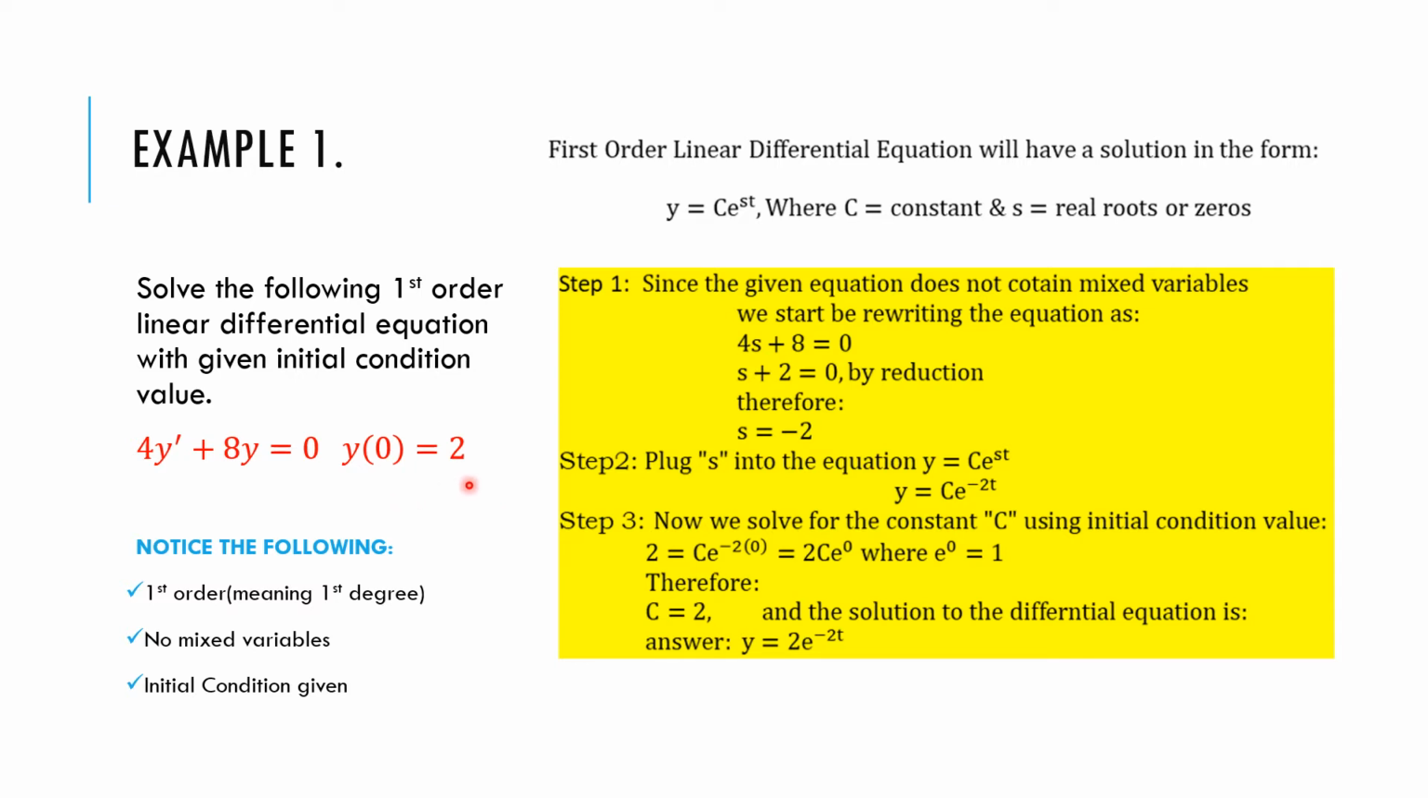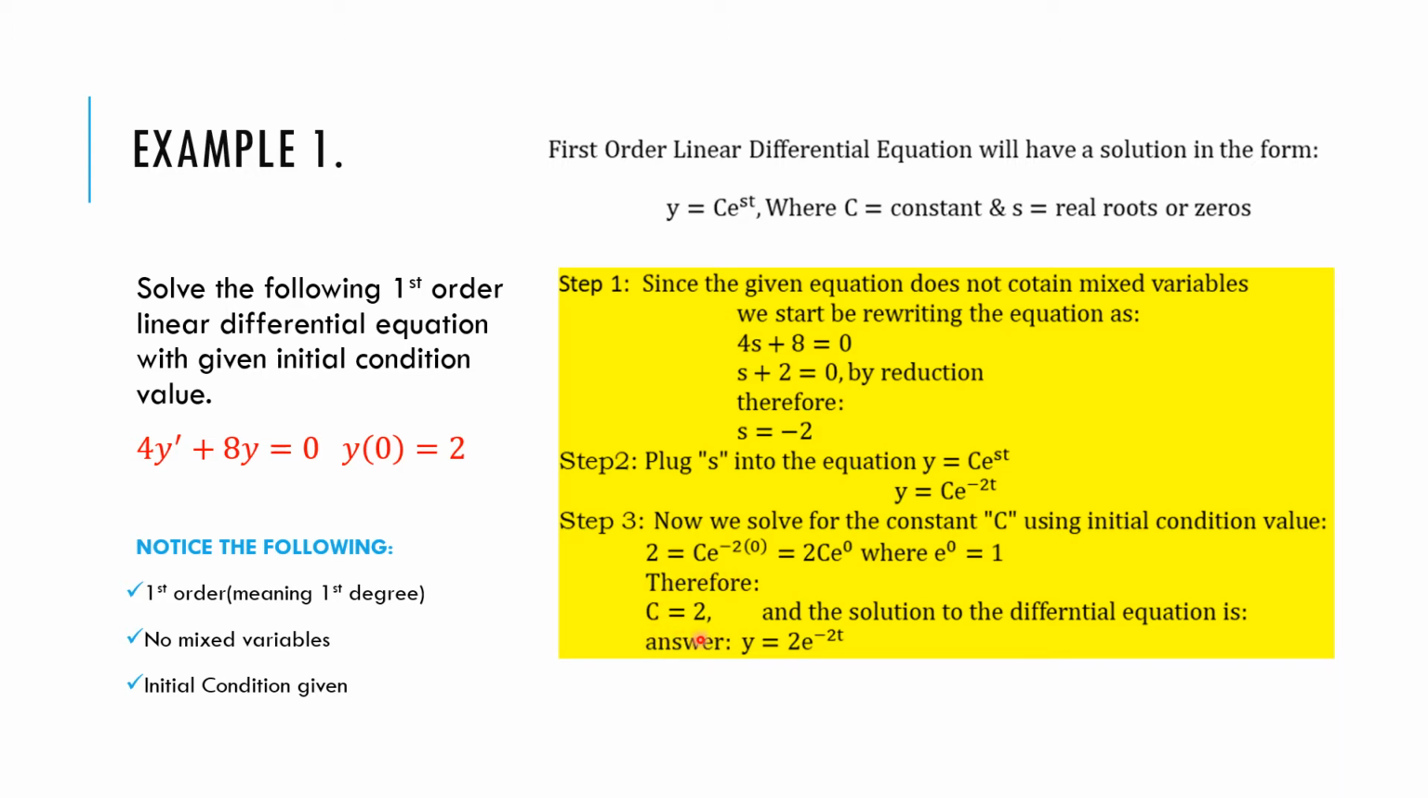What this initial condition is telling me is that in this partial solution, wherever I see t, I'm going to replace it with a 0. And wherever I see y, I'm going to replace it with 2. If I do so, this is what I get right here. 2 equals capital C times e raised to negative 2 times 0. Do keep in mind that e raised to 0 is just a 1. So if I take the 1 and I replace it with e raised to negative 2 times 0, I would end up with c times 1 equals 2. So that would imply that c equals 2.